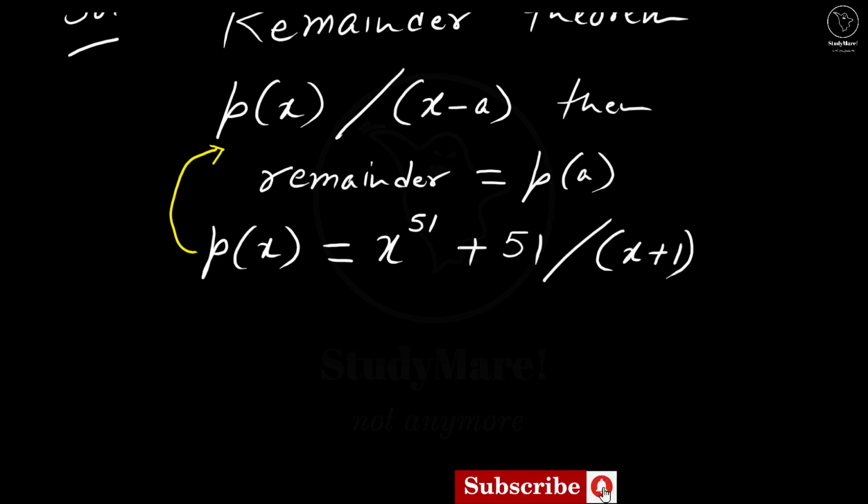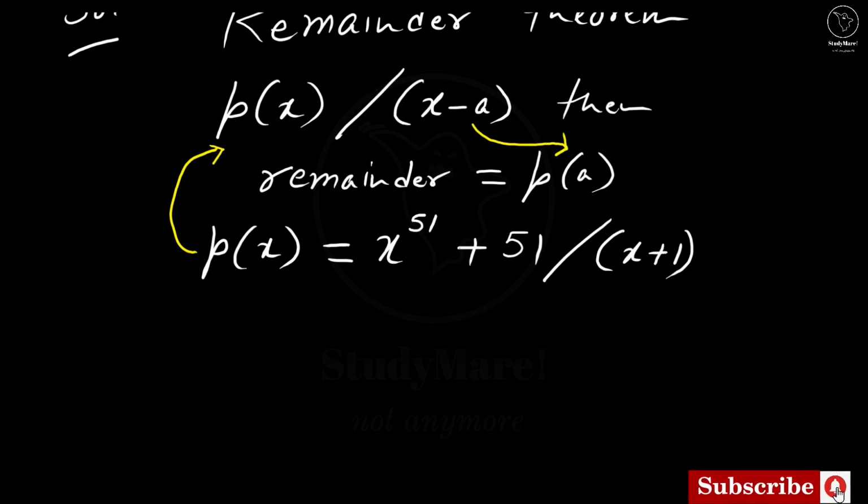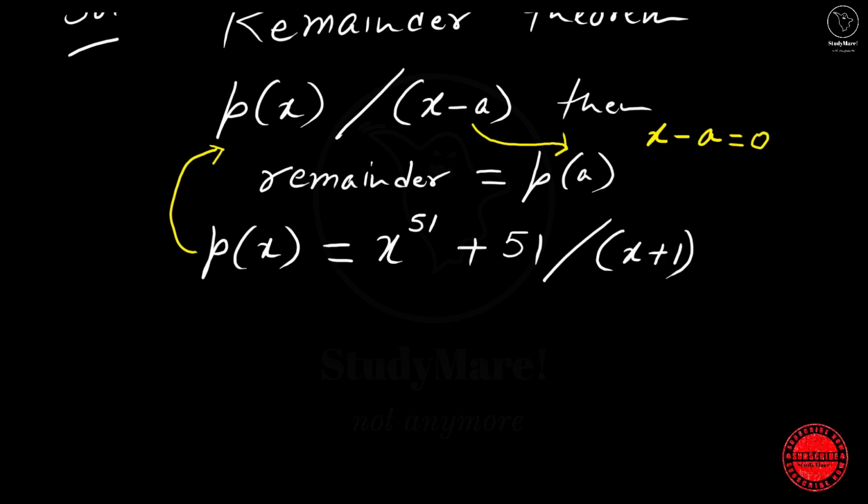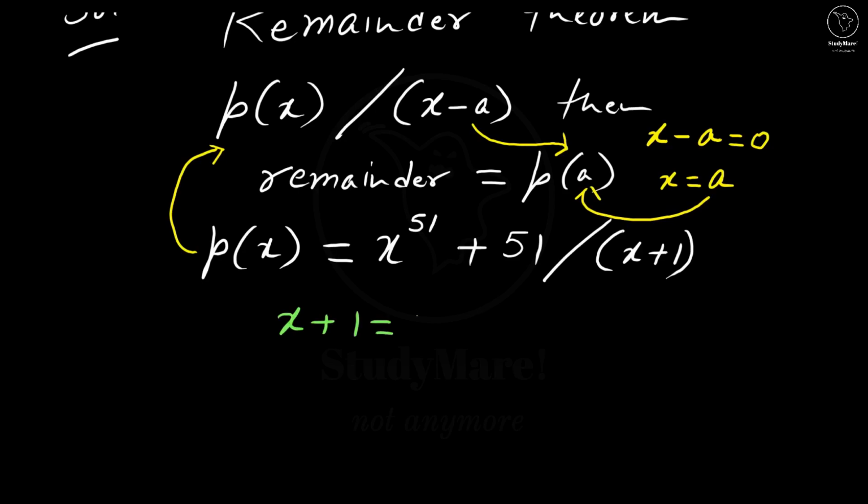Now if you look at it here, how did we get this minus a and a? It is like x minus a, we have made it equal to 0, and so we got the value of x, which is a, and that is used here. We are going to do the same in this case. So x plus 1 must be equal to 0. Therefore x is equal to minus 1.